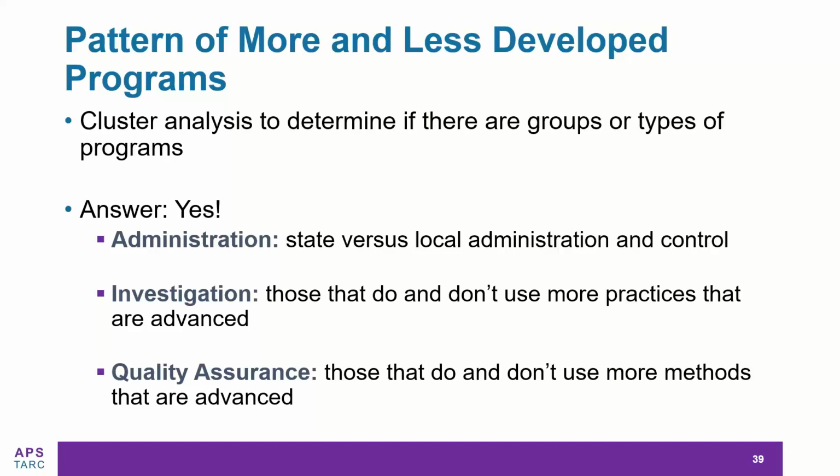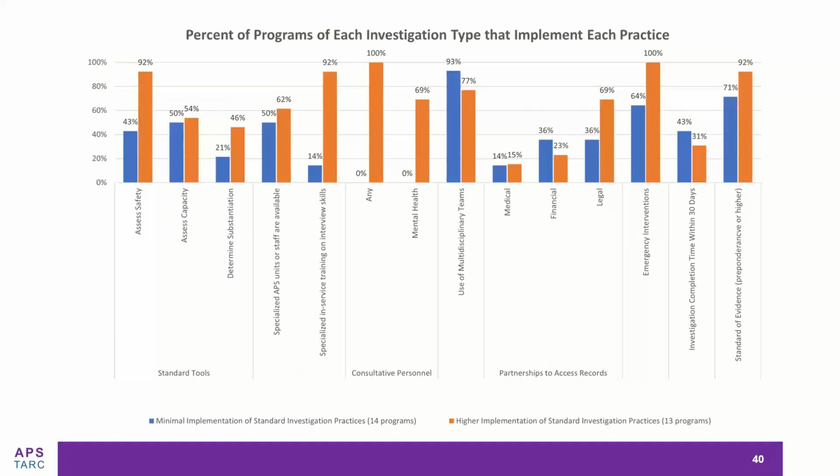There's a pattern of state versus local administration and control. There is a pattern in investigation of those that do and don't use what we call more advanced practices. And in quality assurance, there is a pattern of those that do and don't use methods that we think are more advanced. So that may seem esoteric to you in a way, so let me show you some data that kind of illustrate what we're talking about. Next slide.